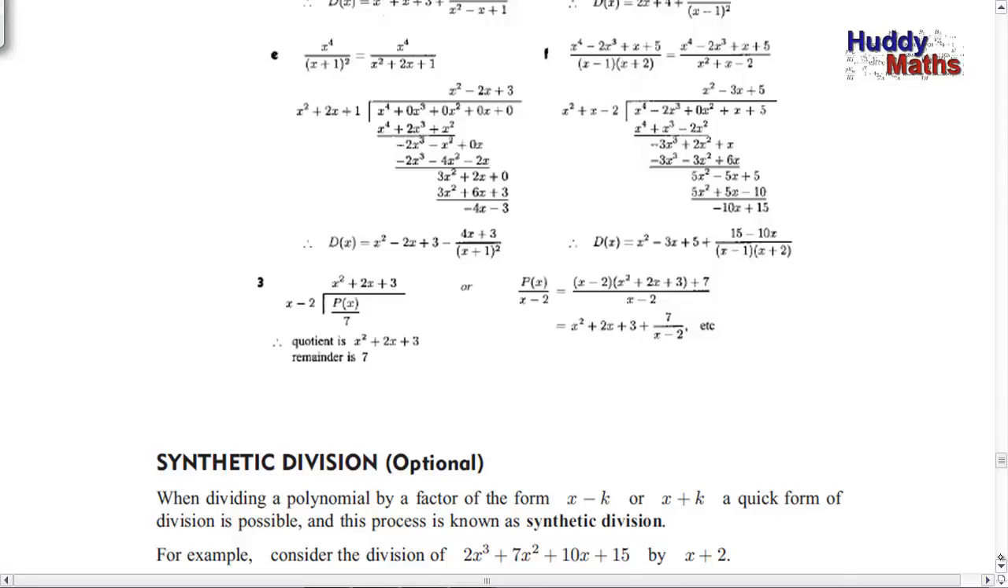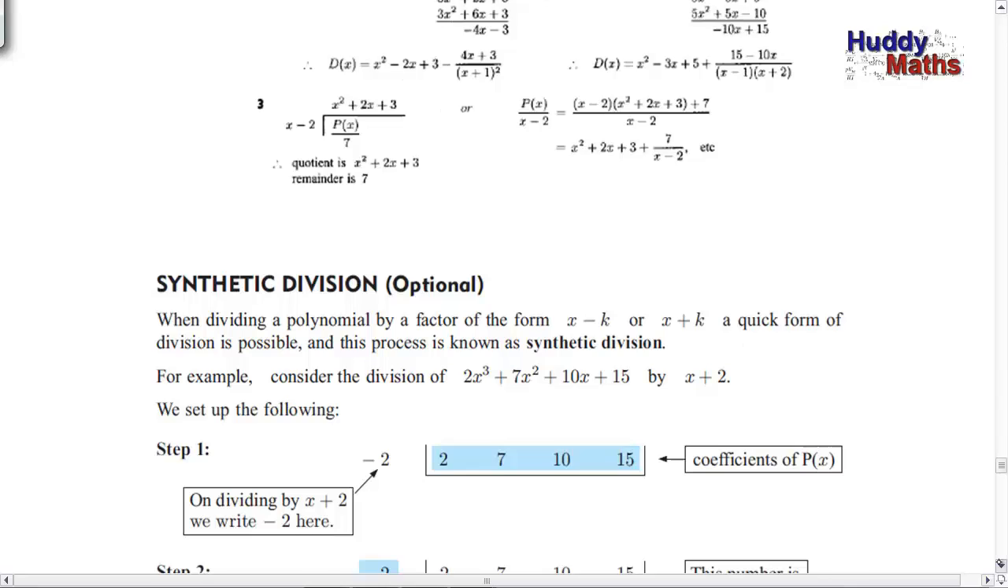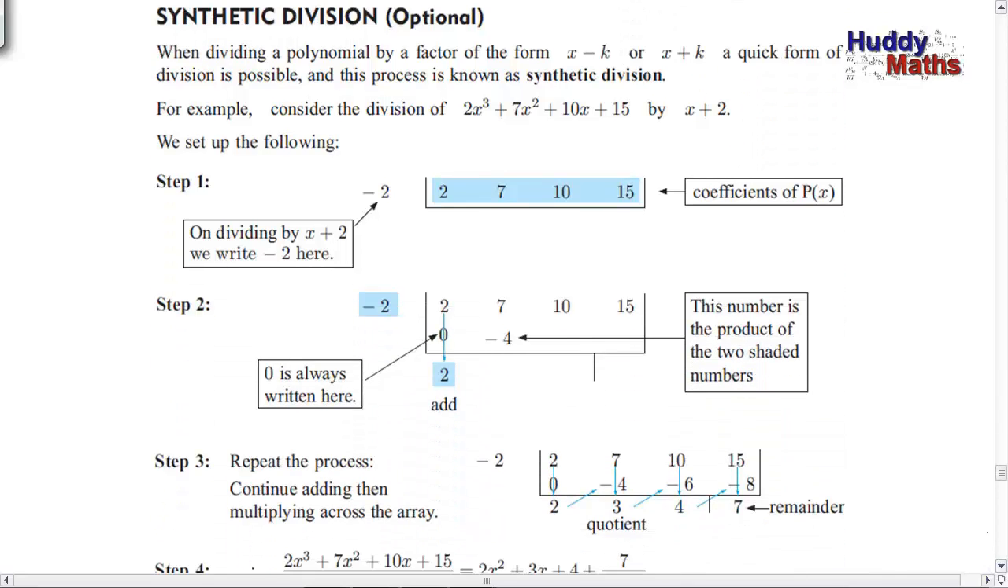All right, now there's a little optional part of the syllabus here, and I think it's quite a good thing to be doing because later on in maths you might want to use this, and it's called synthetic division. So if we're dividing by a factor of the form x take k or x plus k, in other words, it's 1x plus k or 1x take k, it's a rather special use of the division process. And here's the example.